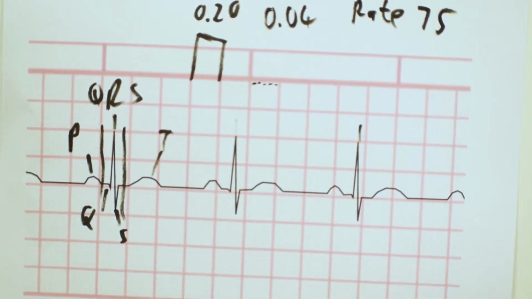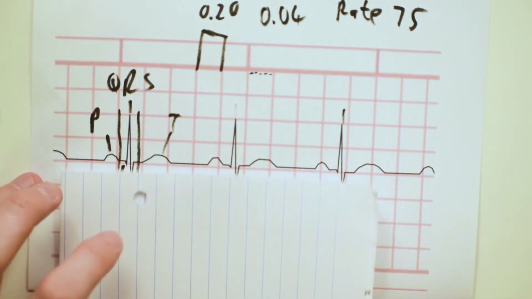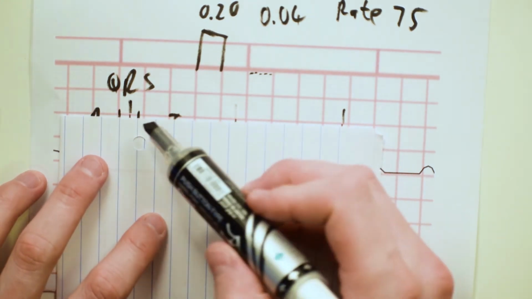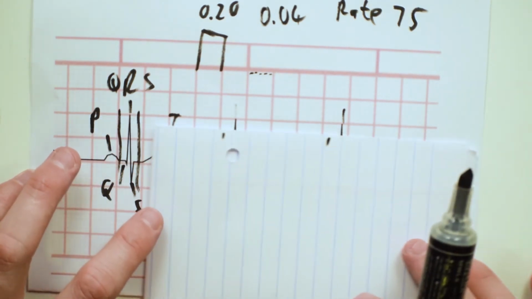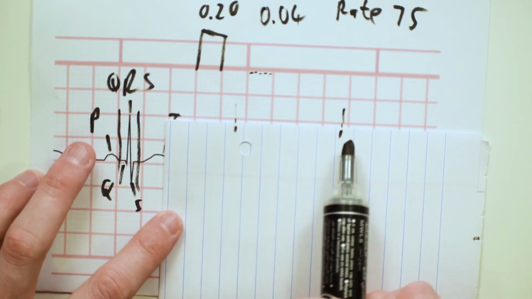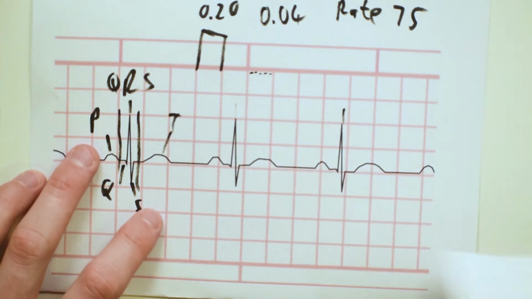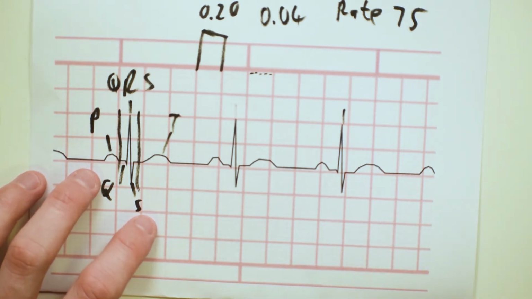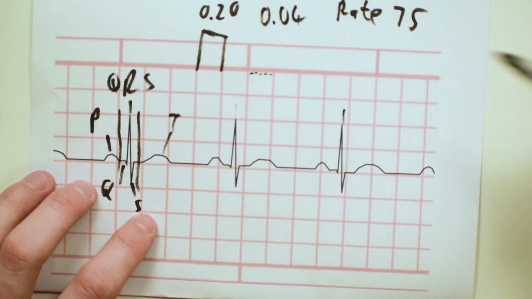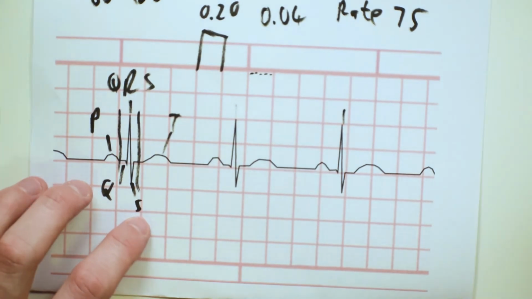Now you're going to ask, is it regular? Well, there's only one way to work out if something is regular. You take a piece of paper, you find your R waves, and you put a little dot there and a little dot there, and you shift it across. And if the R waves are on point, that is a regular rhythm. So we have a regular rhythm running at 75. Normal heart rate is 60 to 100, so that is a normal rate.